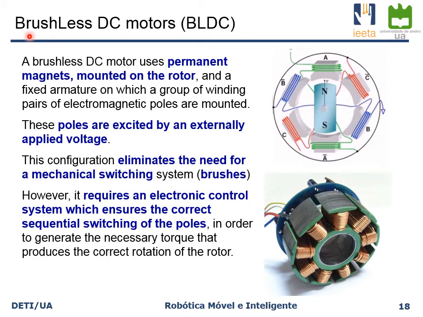Of course, there is a downside, and the downside is that the control of this motor requires an electronic system that generates the correct sequential switching of the poles in order to generate the necessary torque that produces the rotation of the motor. And the problem is that depending on the speed of rotation, the speed of switching the coils must accompany that. So it implies that there must be some sort of measurement, some sort of feedback that allows the control system to know exactly when to turn on and turn off each of these groups of coils in order to keep the motor running.